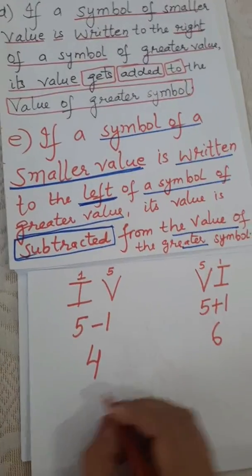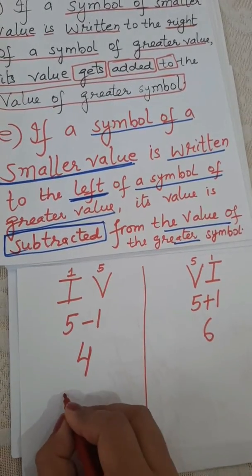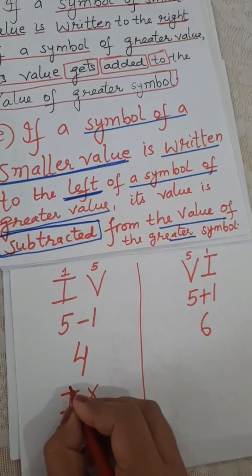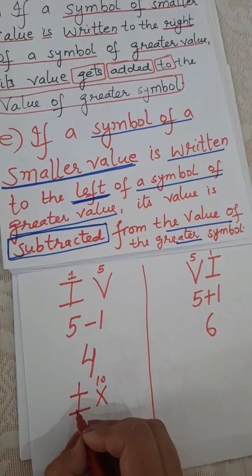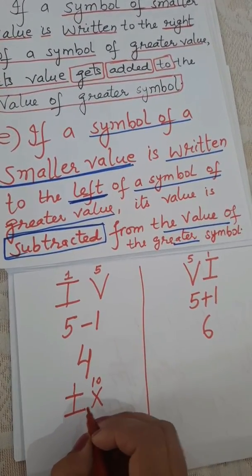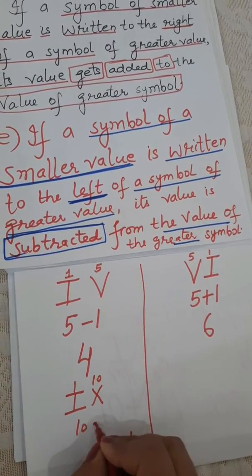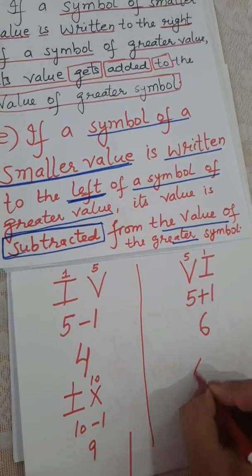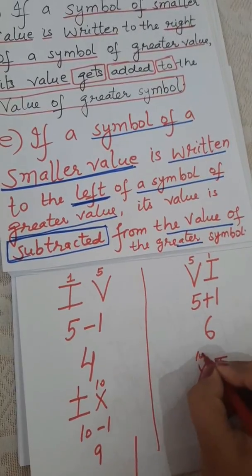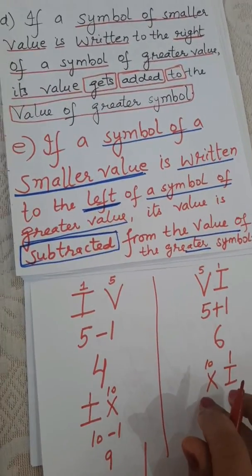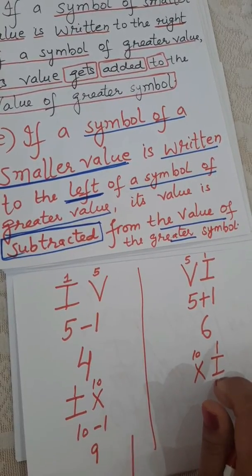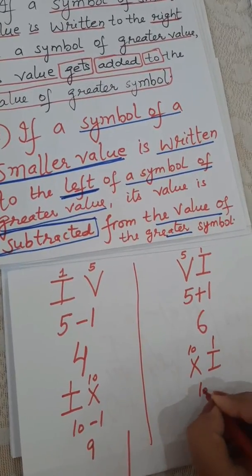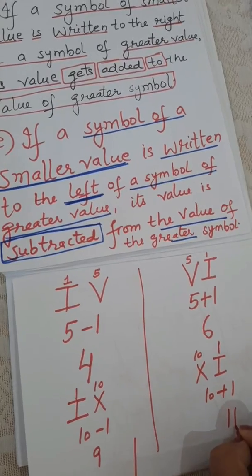Okay, another example. If I have IX, it represents 1 and 10. It is smaller, and the smaller is written to the left of the symbol of the greater value, so I have to subtract. If I'm writing like this, this is 10, this is 1. Now if a symbol of a smaller value is written to the right of the symbol of a greater value, then we have to add.